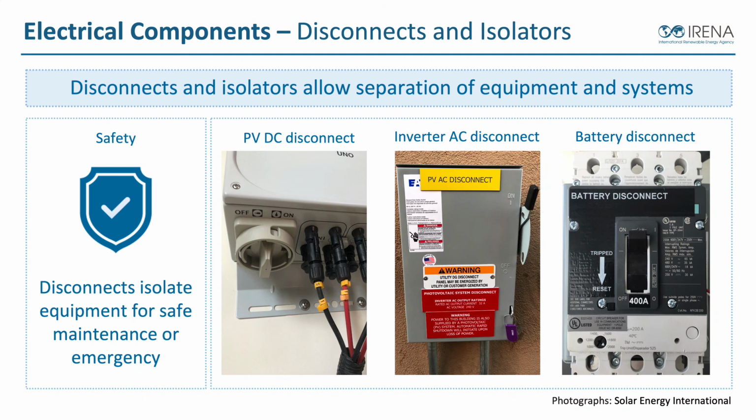And then also things like circuit breakers. In this case, if we have a battery bank, we want to be able to isolate the battery bank from the electrical system to do maintenance and testing or troubleshooting and things like that. And so sometimes disconnects are just switches, and sometimes they are things like this, which is also a switch and a circuit breaker.